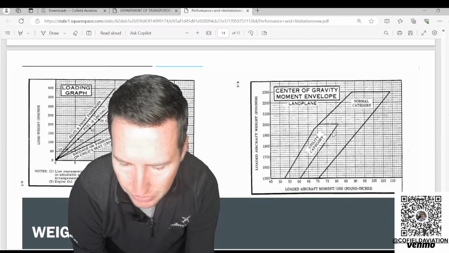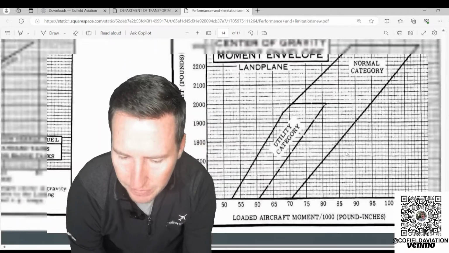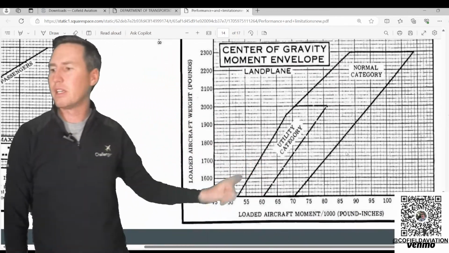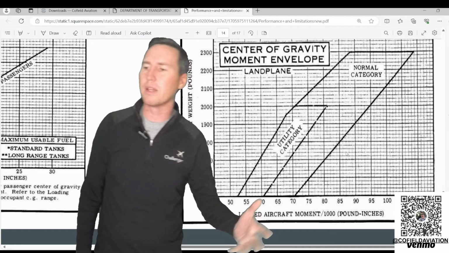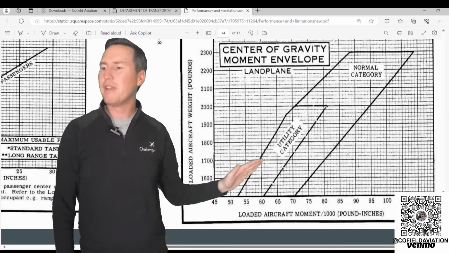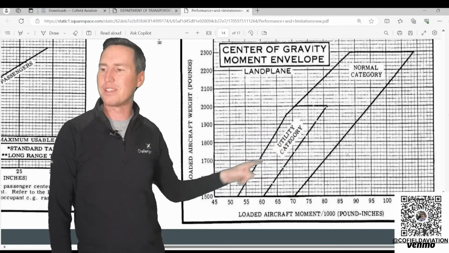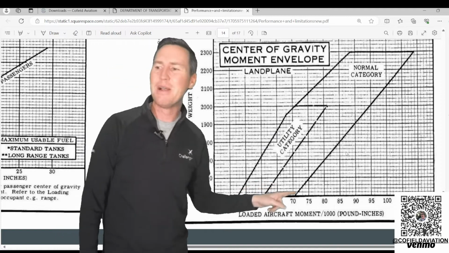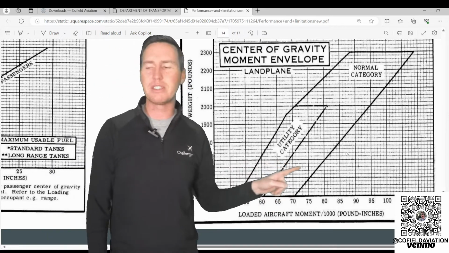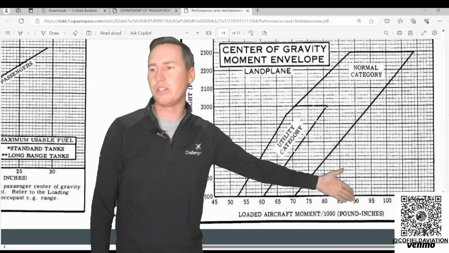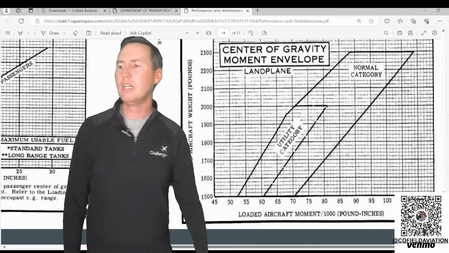And then the utility category, you can do certain aerobatic maneuvers. Well, basically spins. All right. So if we're doing spins, look how far forward the CG has to be. Well, that makes sense because if you're ever doing intentional spins, you want to make sure that CG is way forward so that you're able to recover.